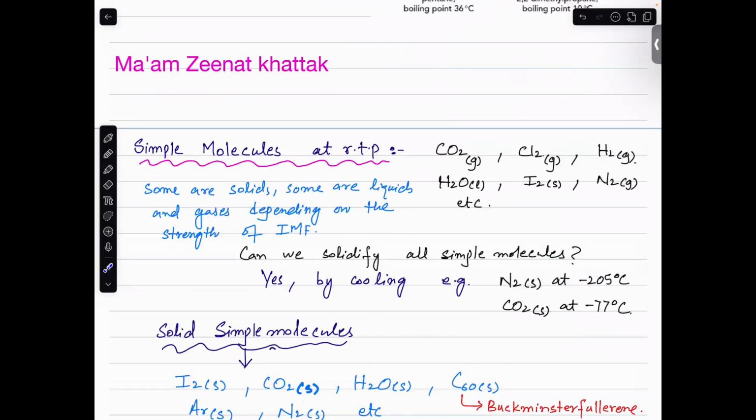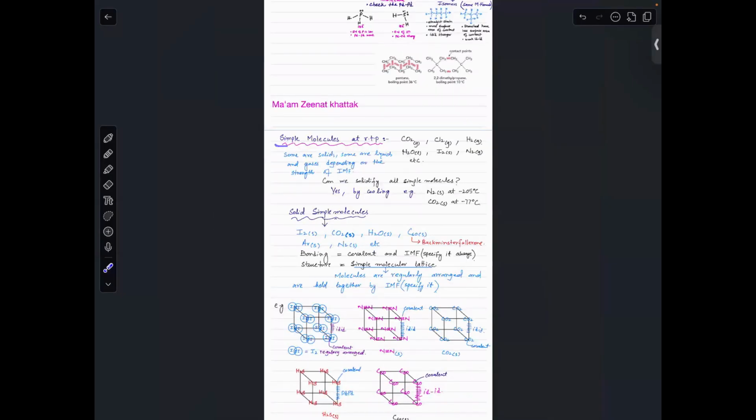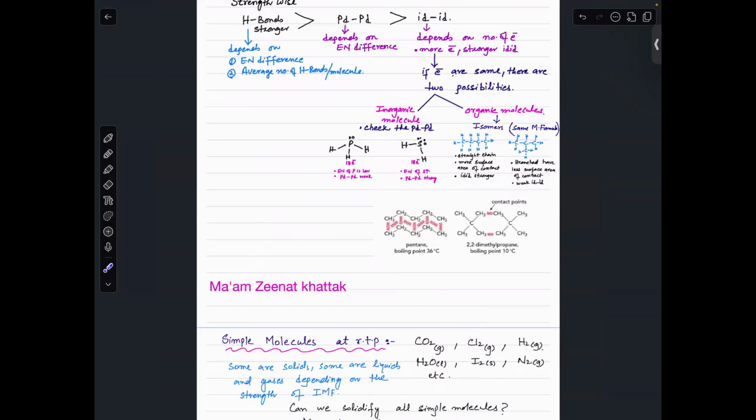Your next topic is how to compare the properties of simple molecules. This I'm going to cover in the next lecture, right?